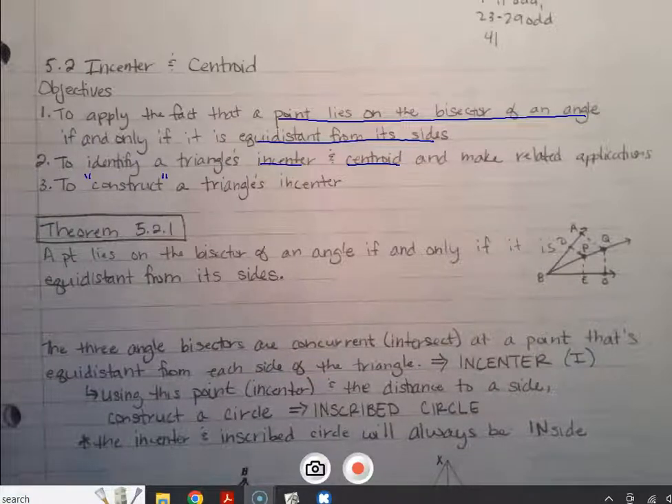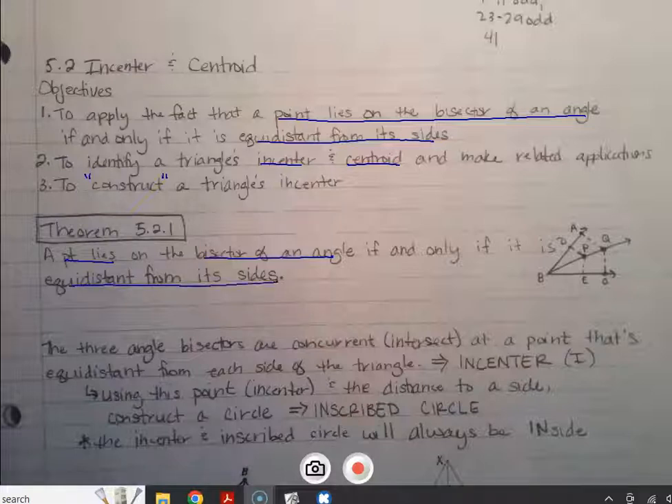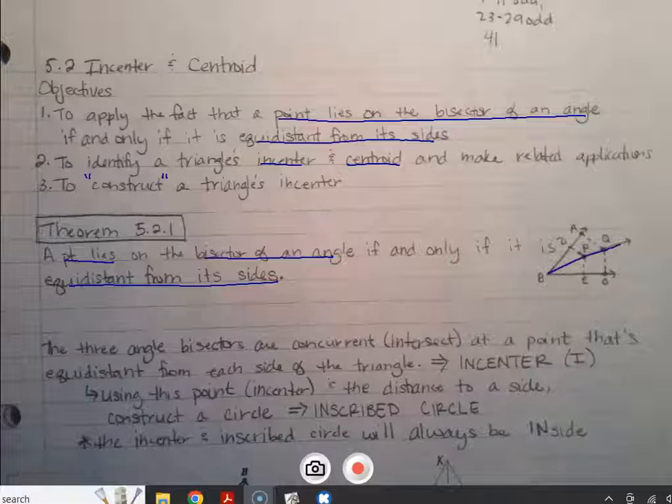The triangle's incenter. All right, so first up, theorem 5.2.1. A point lies on the bisector of an angle if and only if it's equidistant from its sides. So in the picture, where is the angle bisector? What is the angle bisector? Which of those lines is it? Yep, that's BPQ. That's our angle bisector.